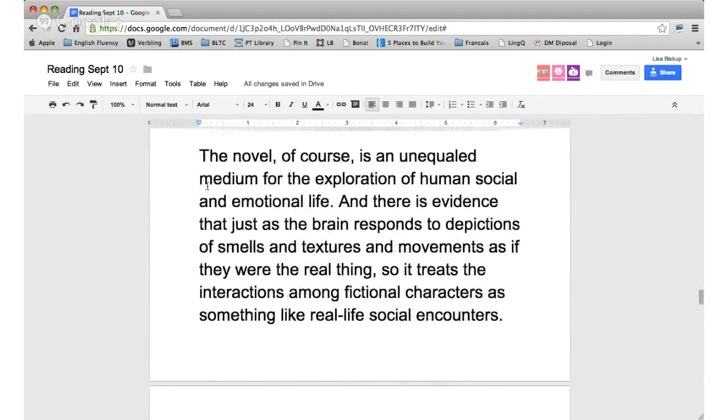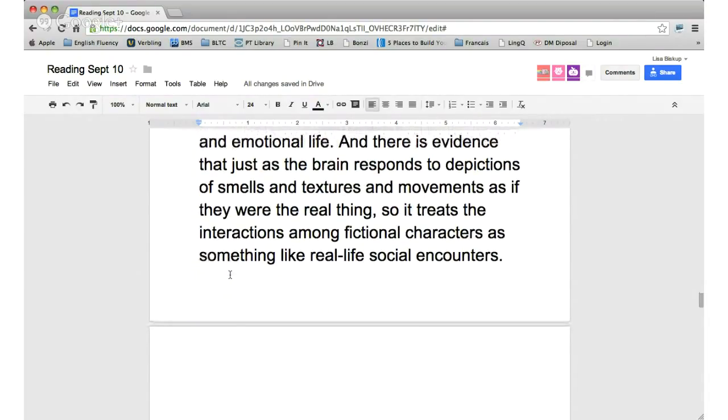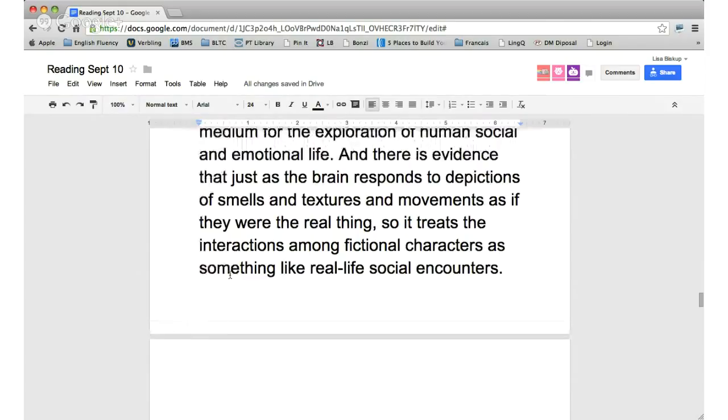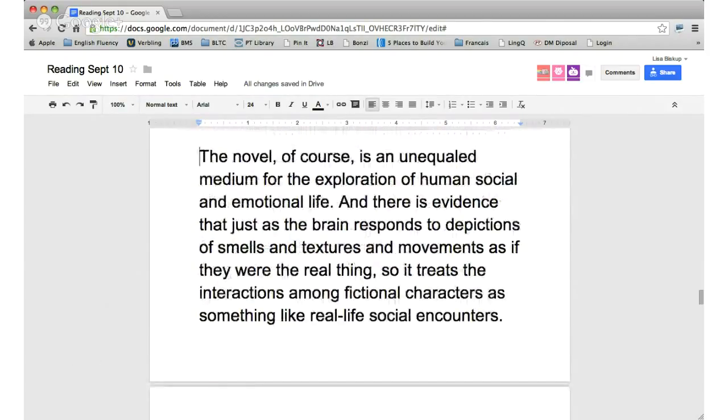The novel, of course, is an unequaled medium for the exploration of human social and emotional life. And there is evidence that just as the brain responds to depictions of smells and textures and movements as if they were the real thing, so it treats the interactions among fictional characters as something like real-life social encounters.